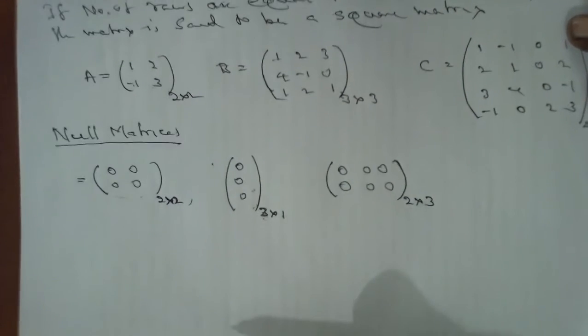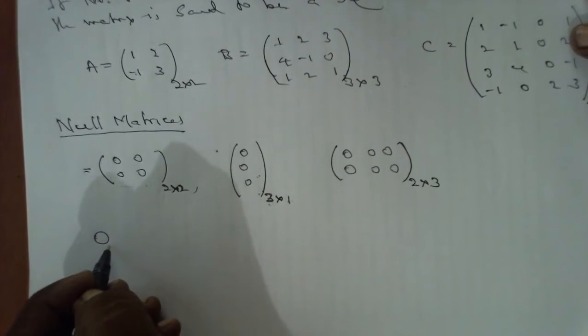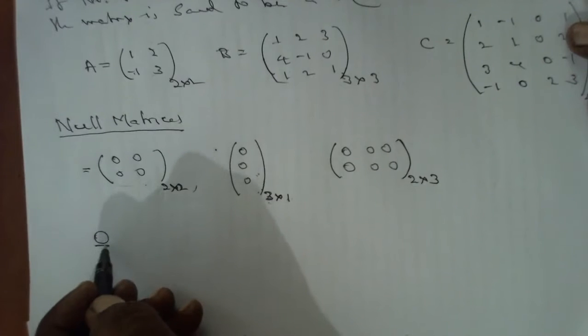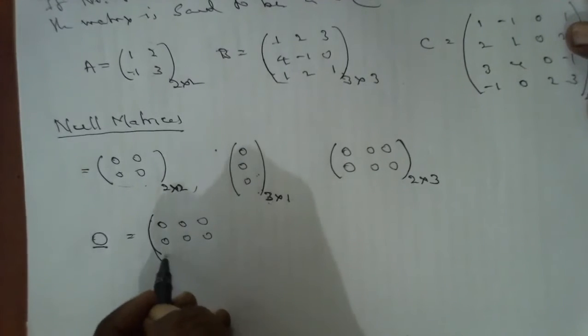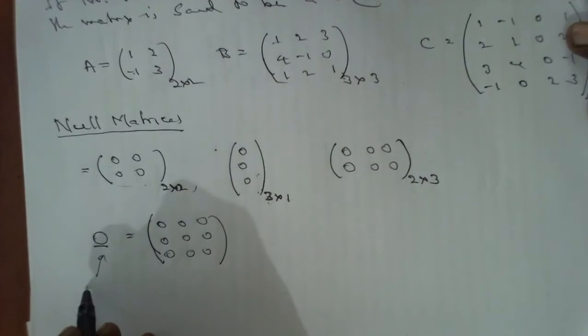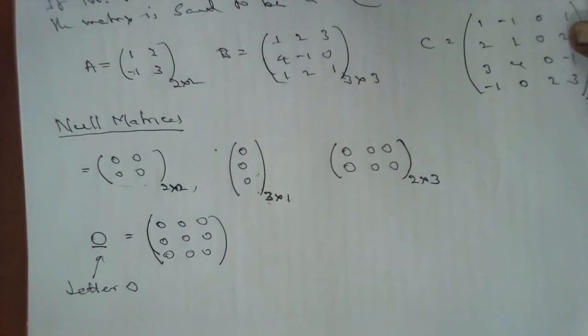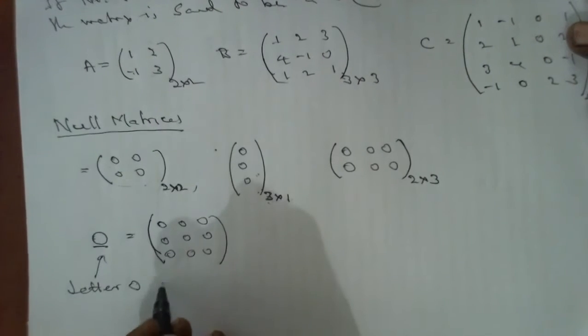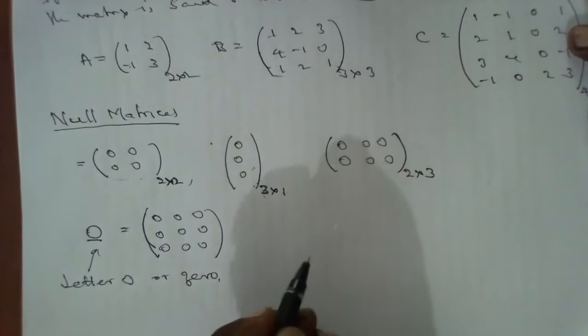Null matrices. Normally you can use an underlined 0 to denote a null matrix, right? Underline, yes. 0, like this, 0, 0, 0, 0, 0. Letter O. 0 matrix, O, 0. Sometimes we use zero also, right? Yes. Right.